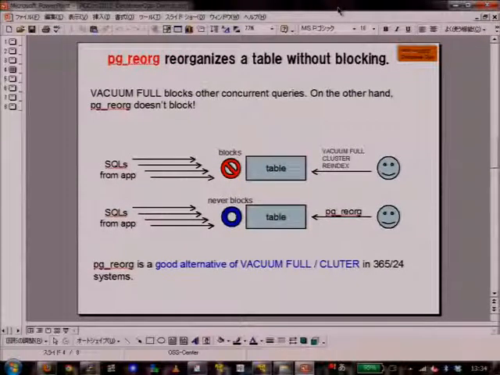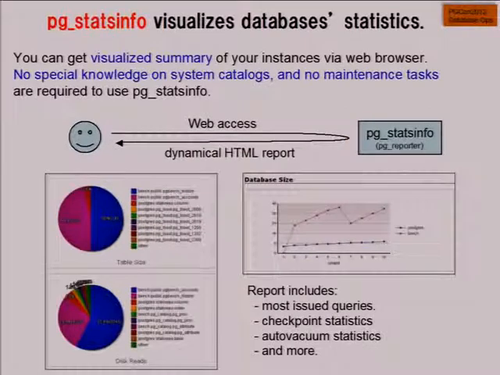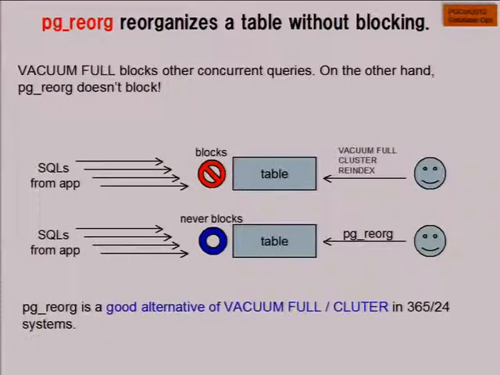The next one, pg_reorg. pg_reorg reorganizes a table without blocking. When you issue a VACUUM FULL command or a REINDEX command or a CLUSTER command, it blocks other concurrent queries. On the other hand, pg_reorg doesn't block. pg_reorg recreates the table and the indexes, so the table size shrinks. So pg_reorg is a good alternative to VACUUM FULL and CLUSTER in non-stop systems.